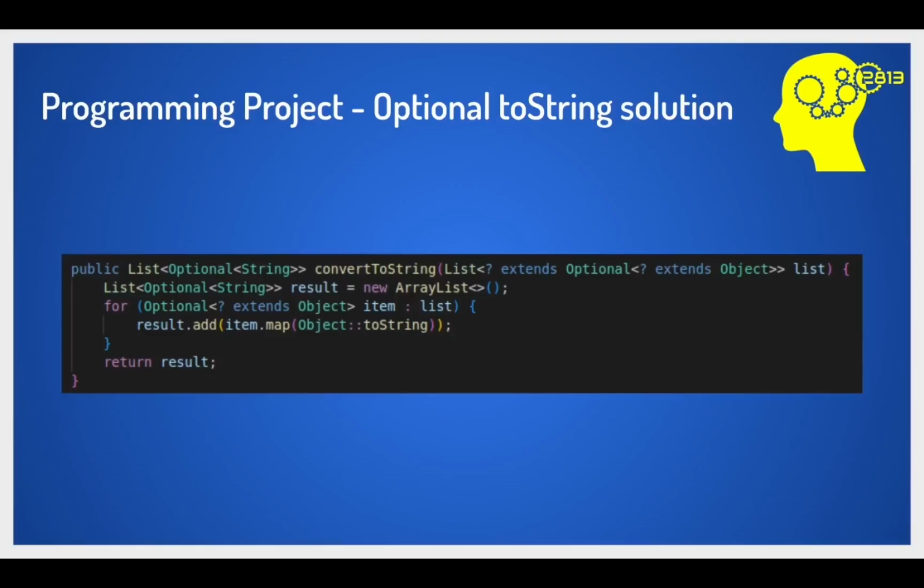And now we have a for loop that basically goes through every single item in the list that we took in, and then converts that item into a string, and then we add it to our ArrayList. And once all the items are added, then we return our results.